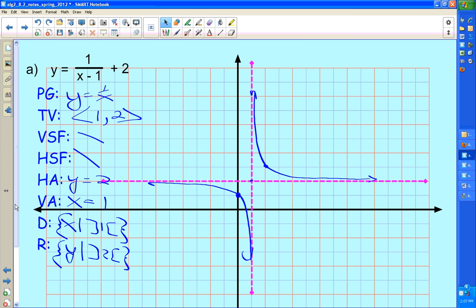Please make sure your graph doesn't look like this. This is what I get from a lot of people in green. That's not going to fly because you're not getting close to your asymptotes.